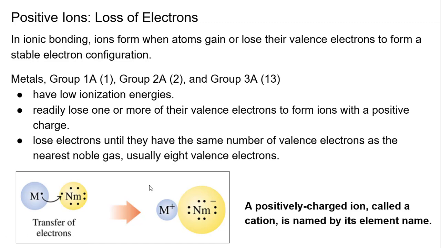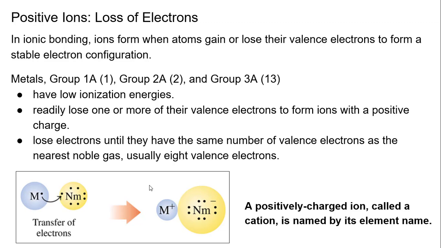So positive ions, loss of electrons. That means that the protons outnumber the electrons. In ionic bonding, ions form atoms when they gain or lose valence electrons. By now, you should have some idea about valence electrons and group numbers. So metals, in a previous chapter, I had discussed ionization energies. Ionization energy is the energy needed to remove valence electrons from an atom or element. Either one you want to call it.